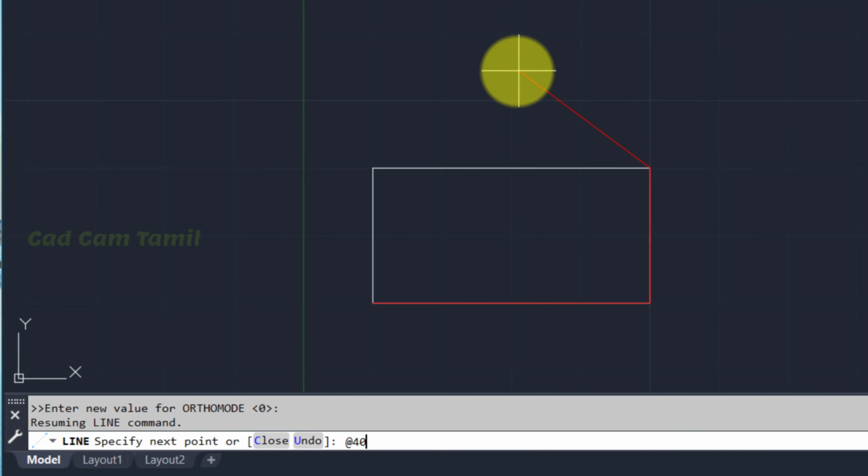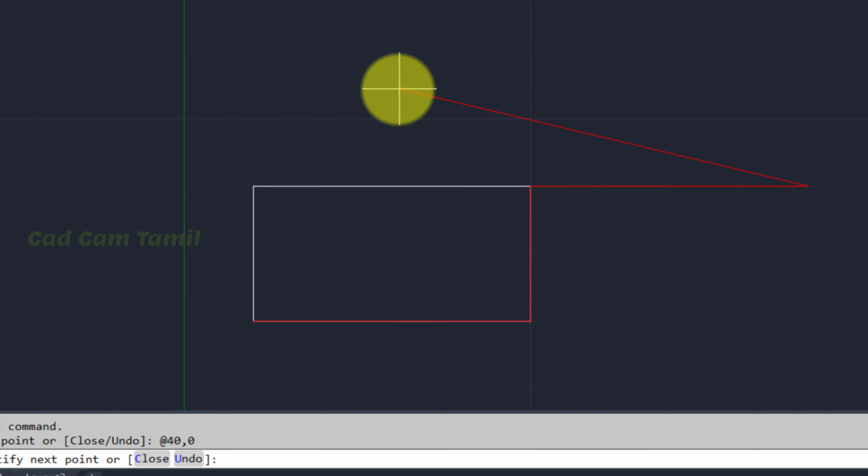At x 40, 0. What did I do now? I made a small mistake. The line came on the right side, but it has to come on the left side only. What is the mistake I made? I did not give the negative direction. I gave 40, which means positive direction, so towards positive x it went 40 mm. I have to correct it.